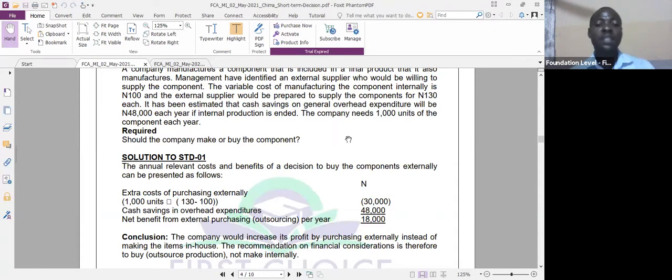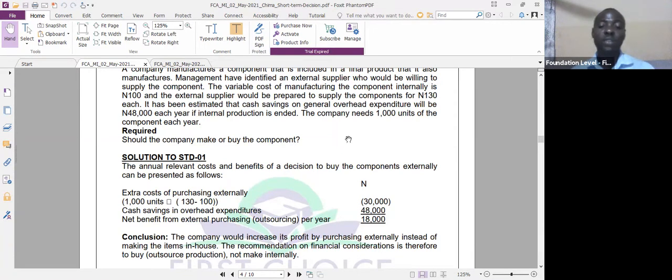So if you are making it internally, you are spending 100 naira. If you are buying it externally, you are paying 130. What is the extra cost? The incremental cost. Let's say for one unit, you either make it at 100 naira or buy it at 130. So the extra cost of going to buy it outside is 30 naira.